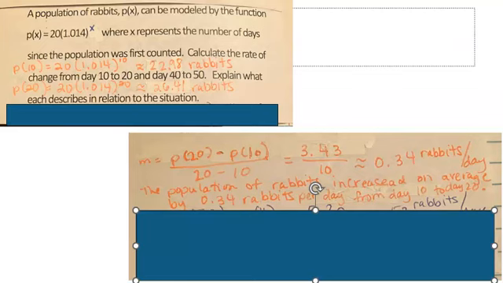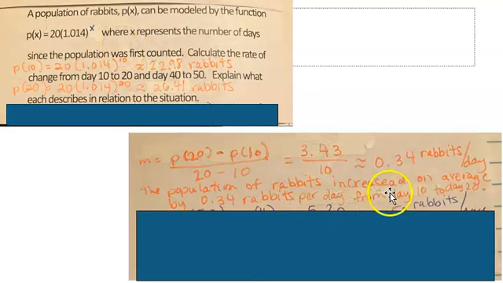So when I do that, I've got my formula, p of 20 minus p of 10 over 20 minus 10. I plugged this into my calculator and I got 0.34 rabbits per day. Now logically, I understand I can't have 0.34 rabbits per day, but for purposes of this part of my problem, I'm going to give the meaning using that decimal form. So it says the population of rabbits increased on average. I do have to say the word on average this time because if you were to graph this, this would no longer be a straight line.